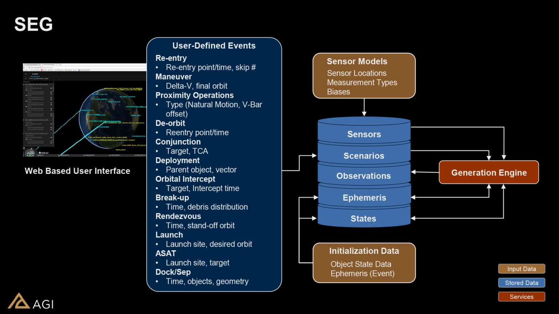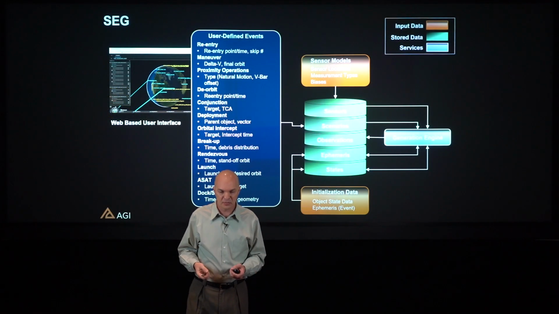So once you build a scenario and you add events to your scenario, all of that information is stored in the database. Then we have a process that runs to generate data. And again, this whole interaction between the user interface and the database is controlled by services. Through those services, we're going to run this generation engine, which is going to create observations, create ephemeris, and create new states for the various catalog objects.